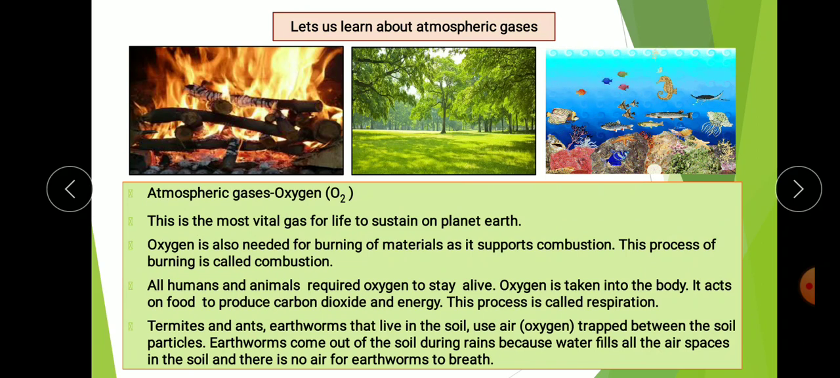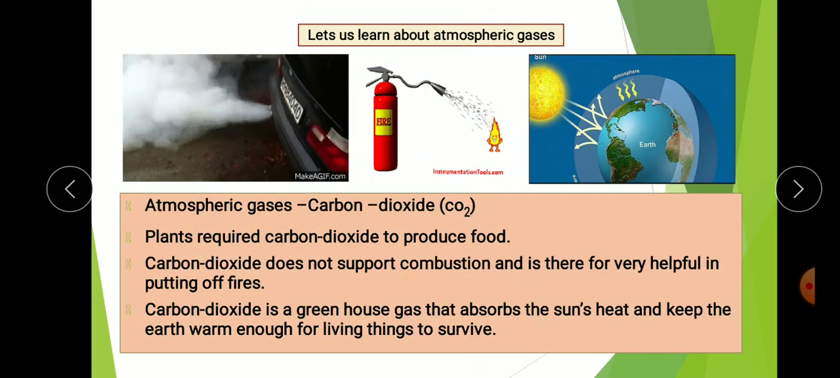Oxygen is also needed for burning of material as it supports combustion. This process of burning is called combustion. Now let us move to the next gas. The next atmospheric gas is carbon dioxide.